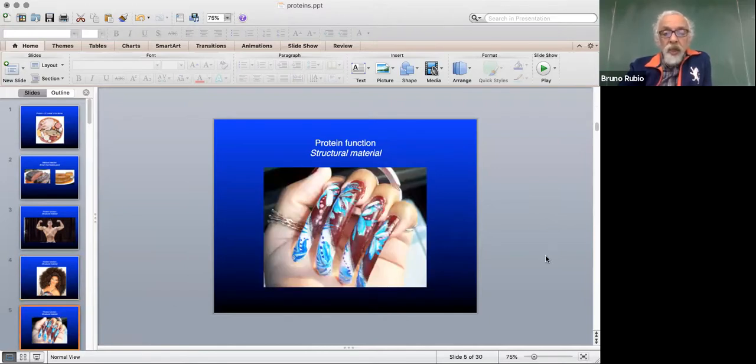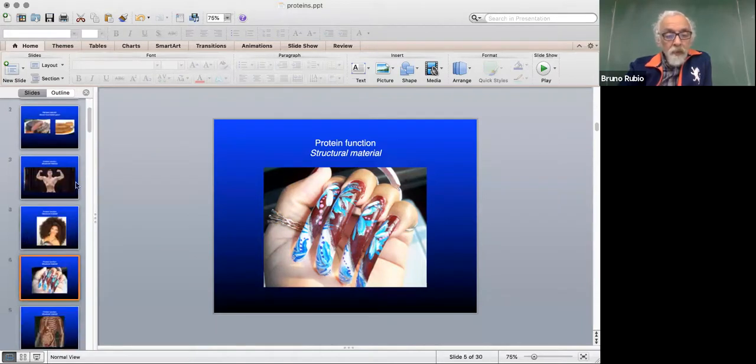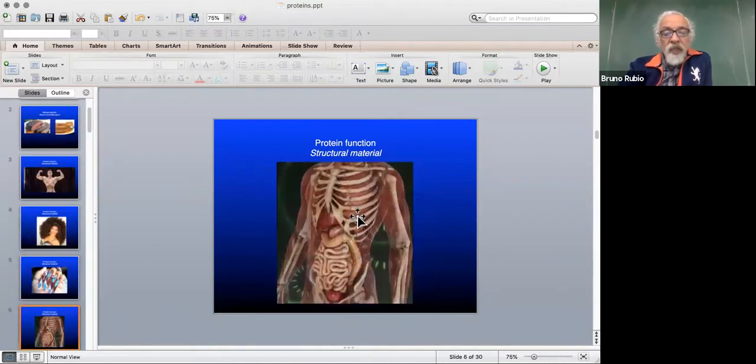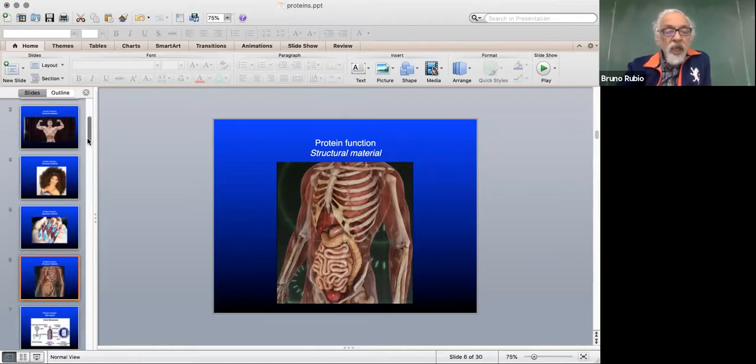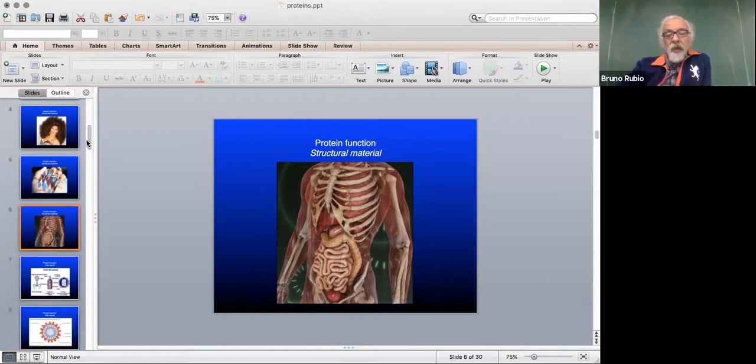Your nails, your cartilage, that's also made out of a special kind of protein as well. Soft tissues, your heart, your lungs, your intestines, your stomach, all of your soft tissues are also made out of protein, where again, we see protein exercising its role as a structural material.